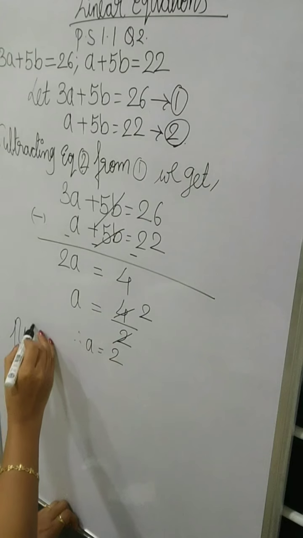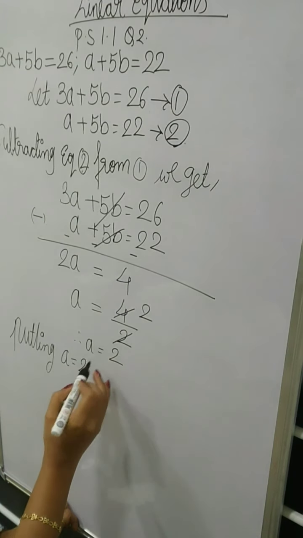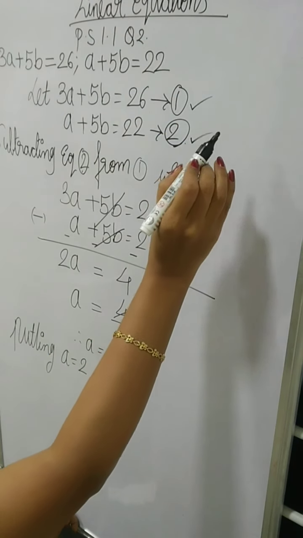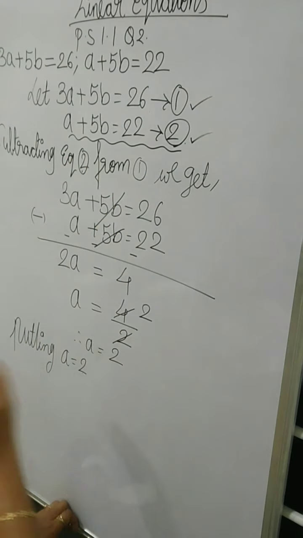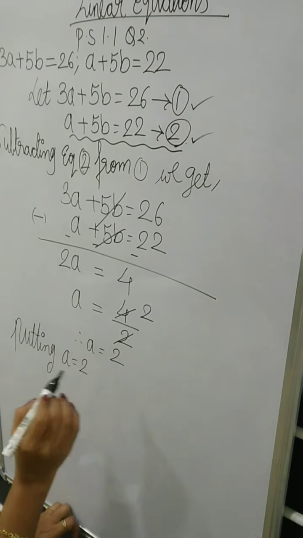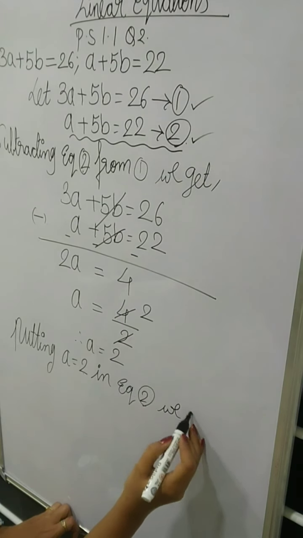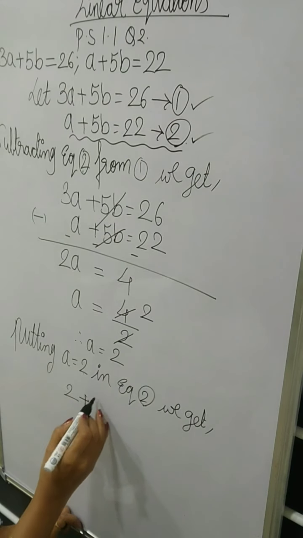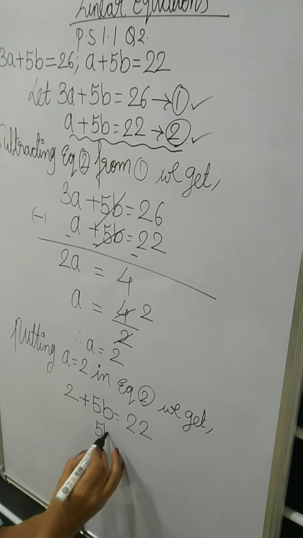What we do next is, we simply put a is equal to 2 in an equation. Either we put it in equation 1 or we put it in equation 2. I will be taking equation number 2 to solve and get my value of b. So putting a is equal to 2 in equation 2, we get, in place of a I will put 2, plus 5b is equal to 22. I copy down this 5b.